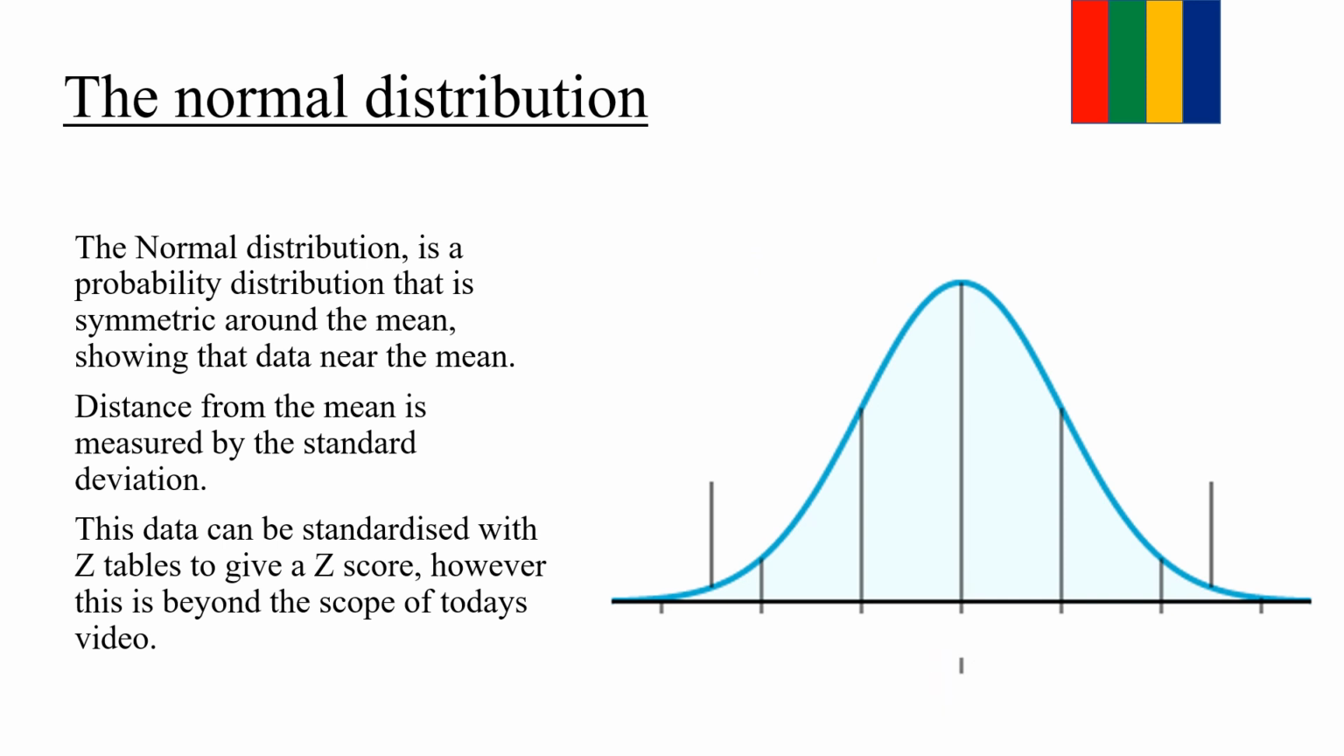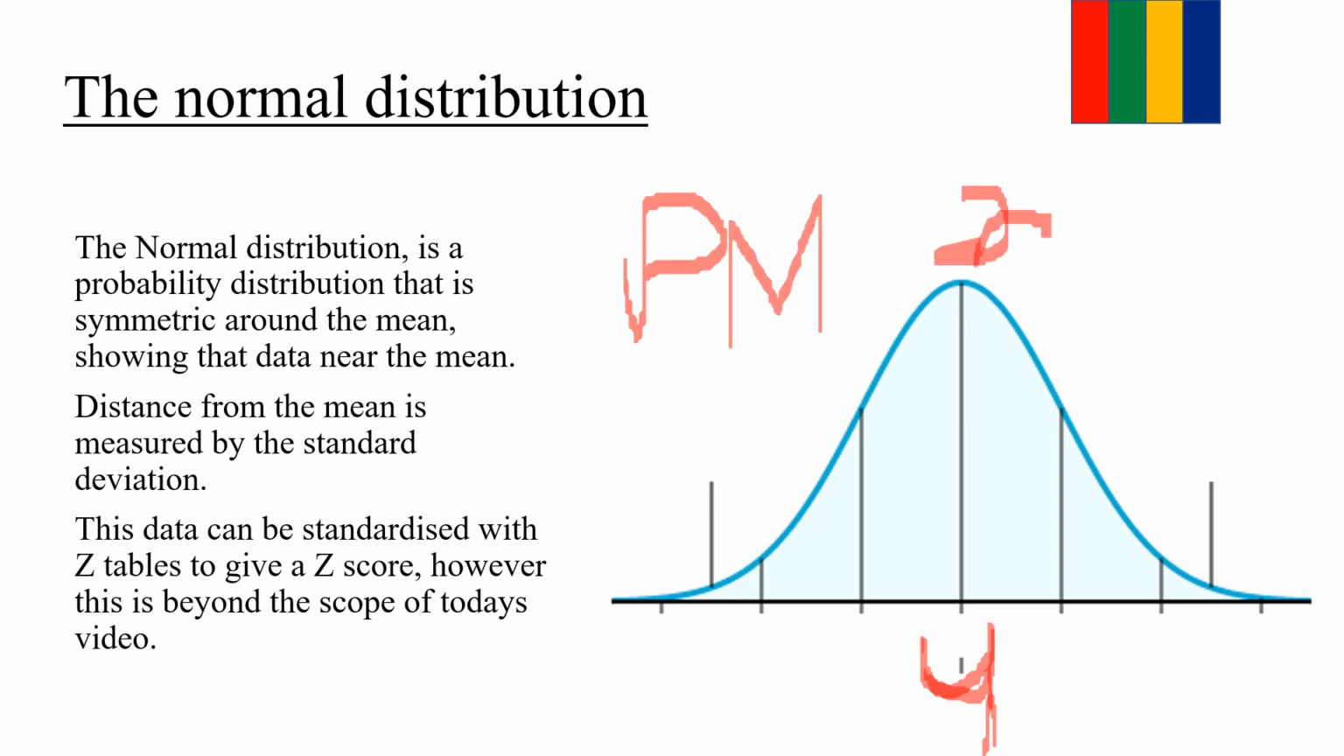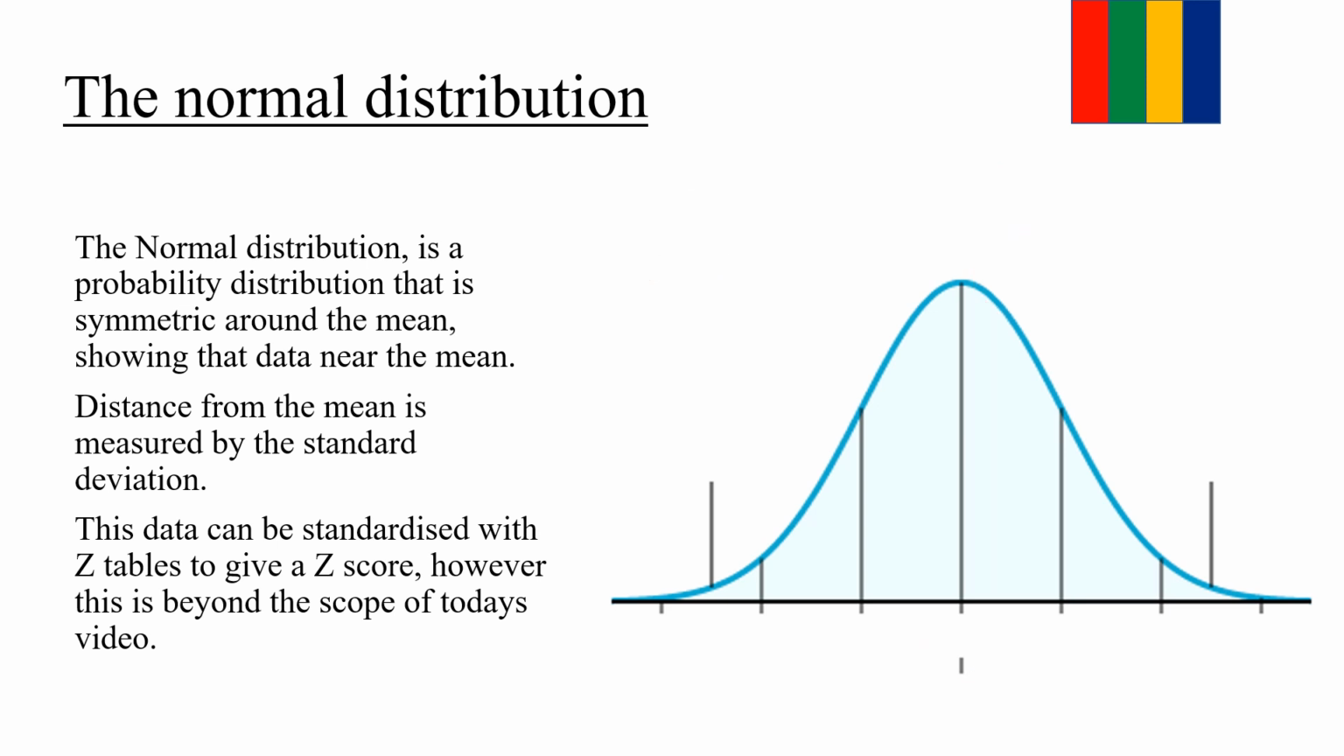Now, if we're dealing with a population, this symbol changes. It changes to the Greek letter mu, which is like a U but with a little tail at the end, like that. And that is our symbol for the population mean. So we have X bar for our sample and mu for our population. Okay.